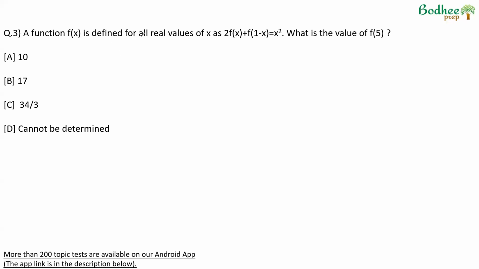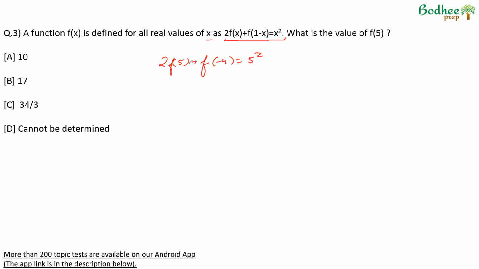The function f(x) is defined for all real values of x as 2f(x) plus f(1 minus x) is equal to x². What is the value of f(5)? So since there are two different functions, what we do is we first of all put x as 5. So we get twice of f(5) plus f(1 minus 5), which is f(minus 4), is equal to 5².